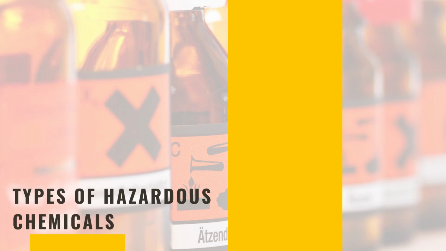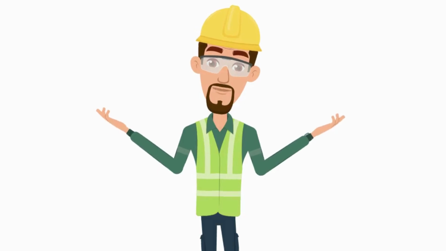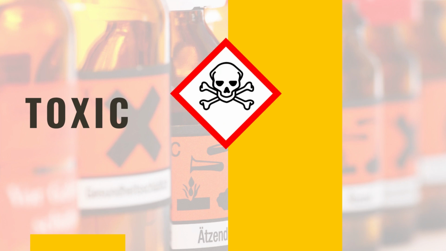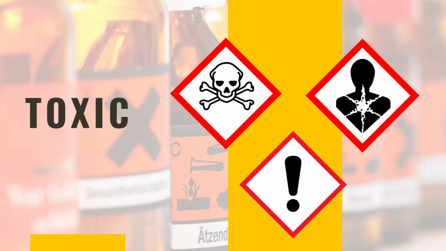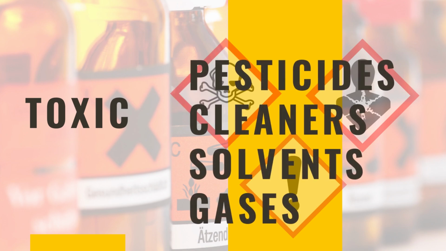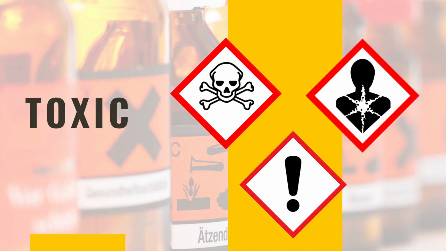Now let's talk about the types of hazardous chemicals you might encounter. They fall into different groups based on their hazards and the precautions you should take when handling them. First up, we have toxic substances. These can disrupt bodily functions and include products like pesticides, cleaners, solvents, and gases. While not all toxic substances are lethal, some can cause severe illness or even death.